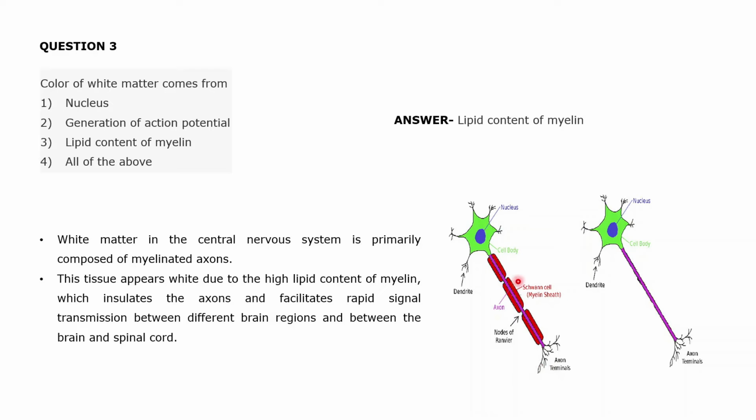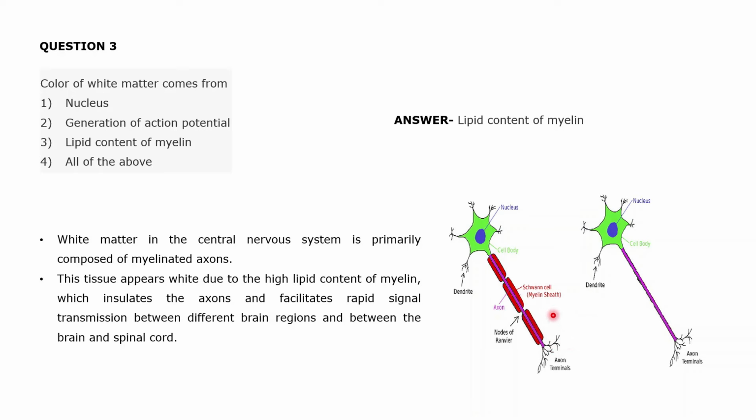So you can see that in this particular region there is a node, a small space, which is called the node of Ranvier. So basically the signals, instead of passing linearly as in the case of an unmyelinated neuron cell, in this case the signal received here jumps from this region to this region, then again to this region, and then it transfers to the nerve endings.